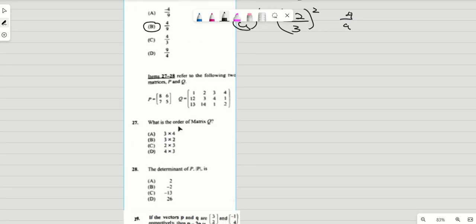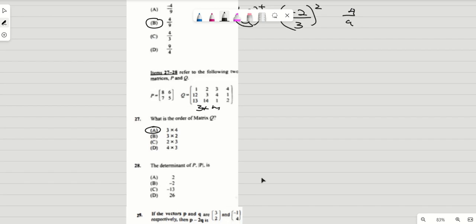This question here, what is the order of matrix Q? They want the order of matrix Q, which is this. It is always row by column. The number of rows is your horizontal and your columns is your vertical. So we have 3 rows multiplied by 4 columns, so it's a 3 by 4, which would be A.